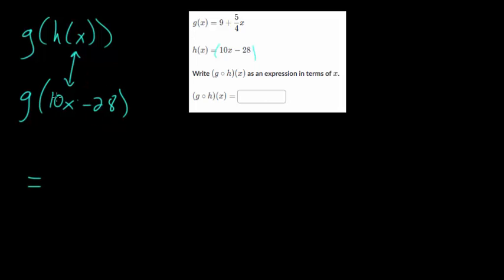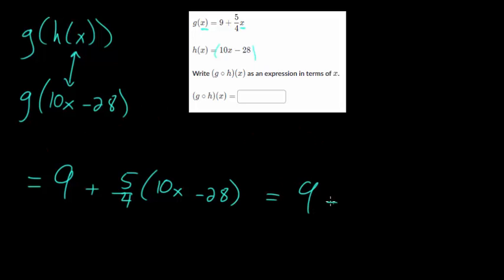Now I'm going to plug this into our function g of x. So anywhere I see an x, I'm going to replace it with this entire expression. So I have 9 plus 4/5 x, but x is this 10x minus 28. So now I can simplify.